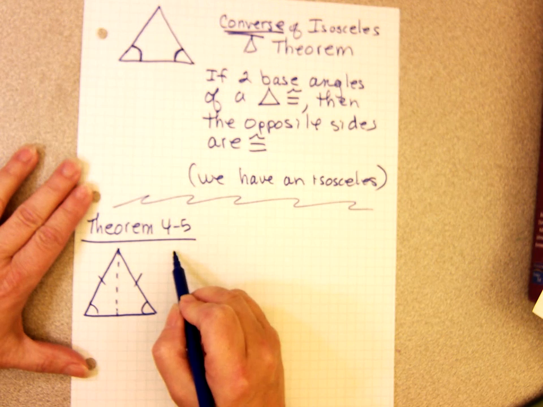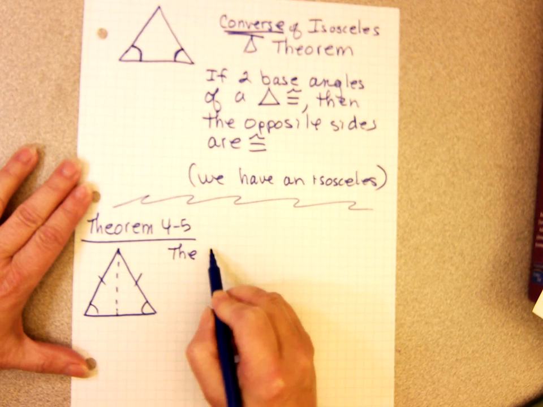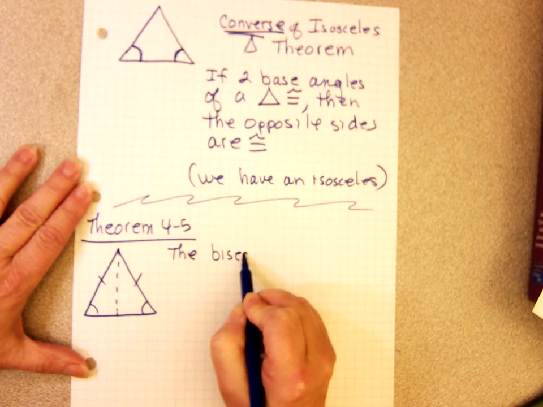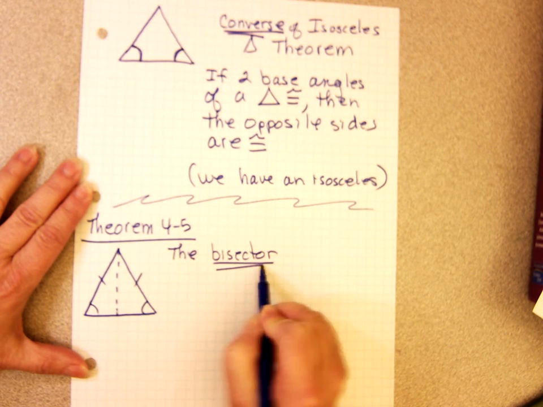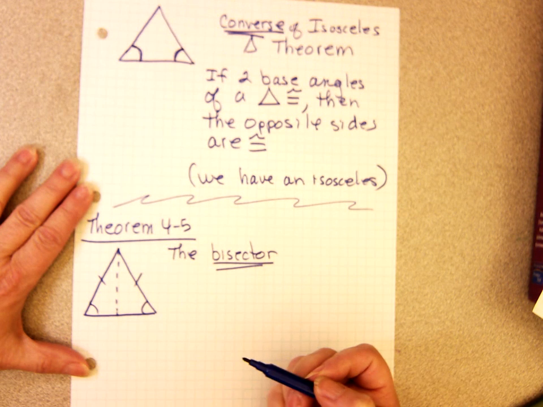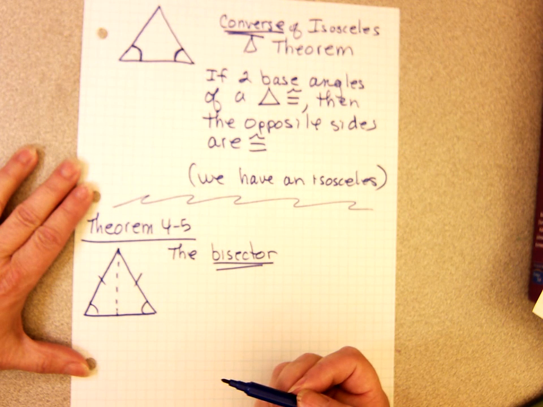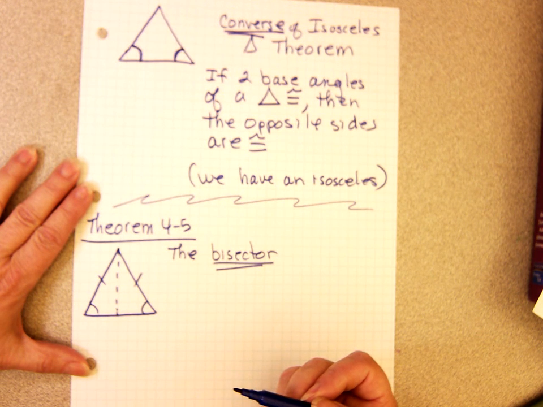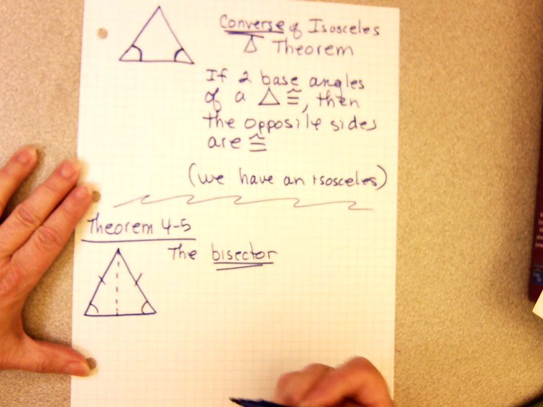So what actually is it? The bisector, in this case it's a segment. What does bisect mean? Whether it's bisecting an angle or bisecting a segment or bisecting anything. What if I bisect a pie? It breaks it into two congruent pieces.